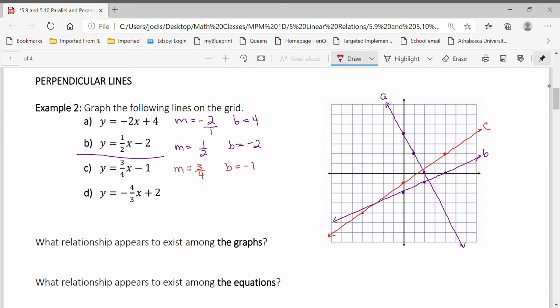And then D, if we take a look, my slope is -4/3, and my y-intercept is 2. So let's graph my y-intercept of 2, and then my slope is -4/3. So that means we're going to go down 1, 2, 3, 4, and then to the right 1, 2, 3. And again, from that dot, down 1, 2, 3, 4, and then right 1, 2, 3. Okay, so let's draw this line.